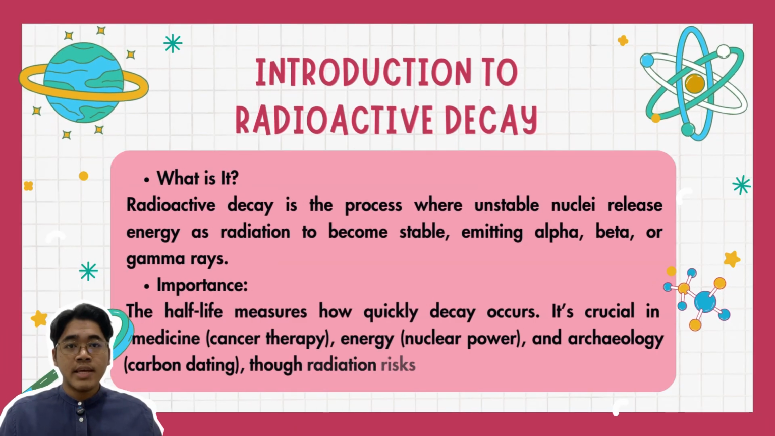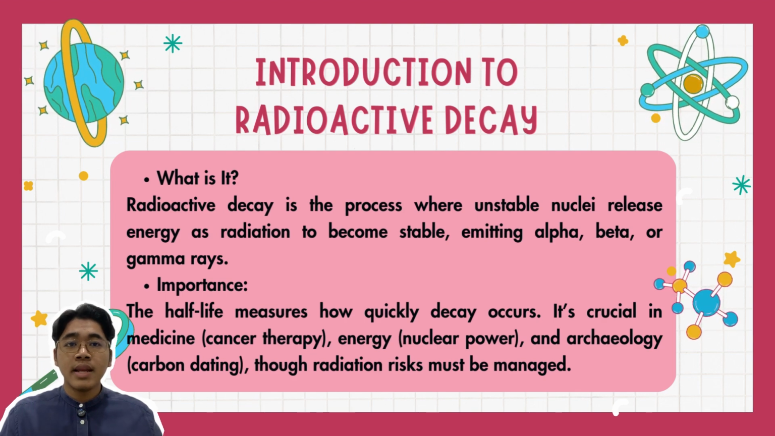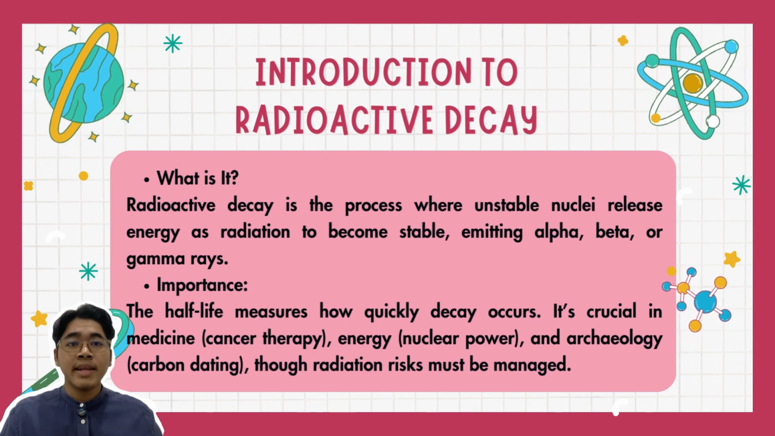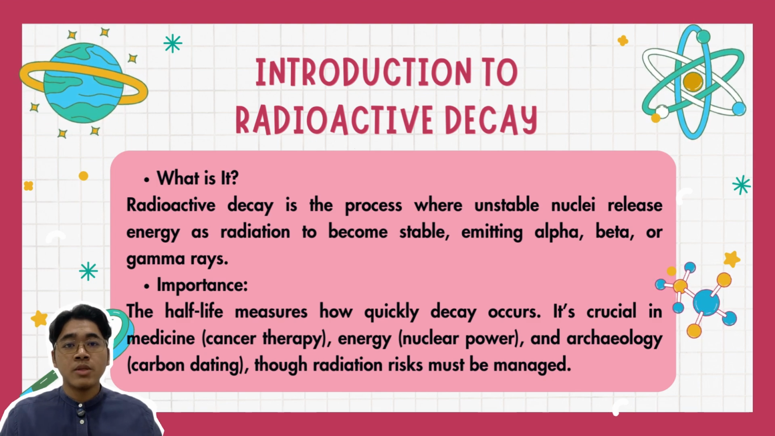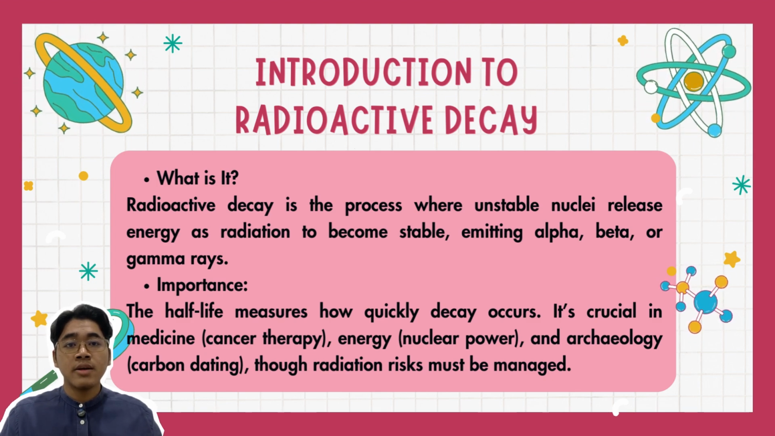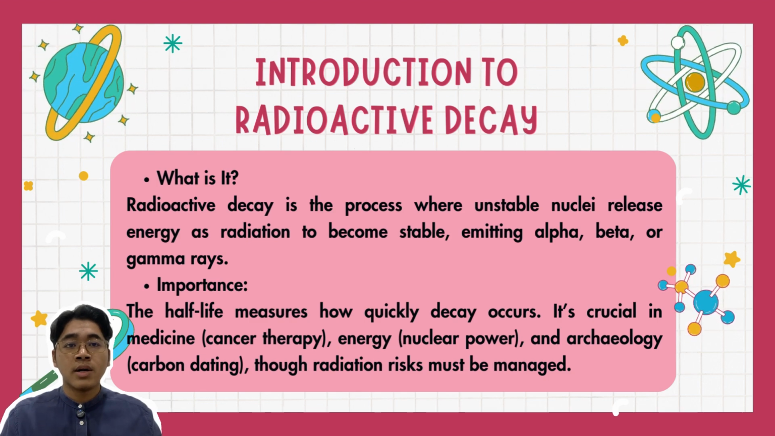What is radioactive decay? Radioactive decay is a natural process where unstable atomic nuclei lose energy by emitting radiation to become more stable. This occurs when there is an imbalance between protons and neutrons in the nucleus, leading to the release of alpha particles, beta particles, or gamma rays.